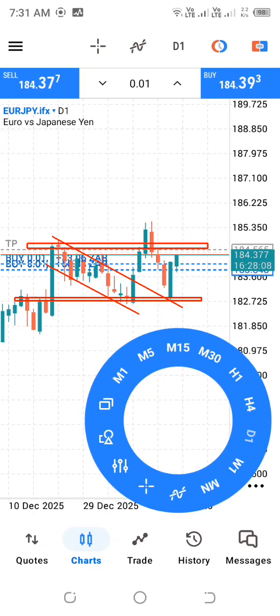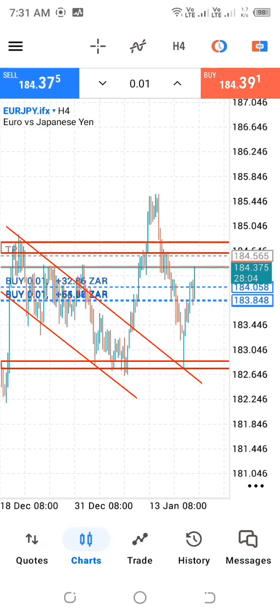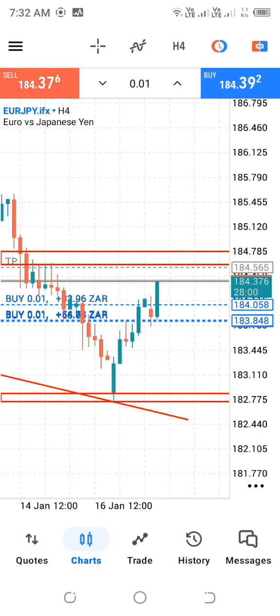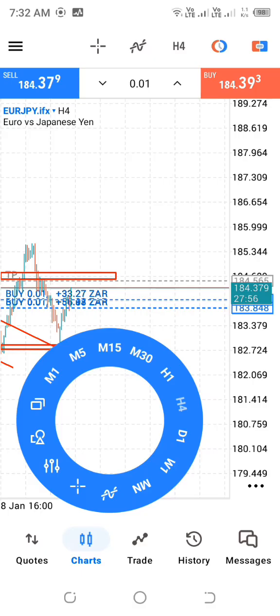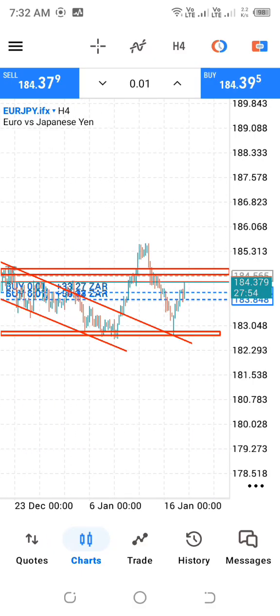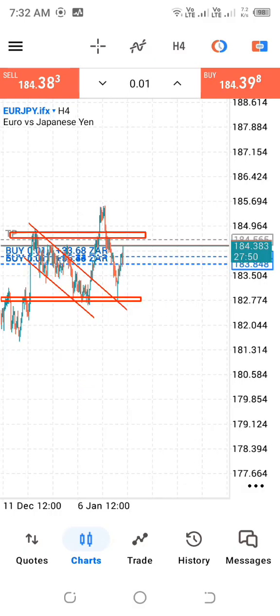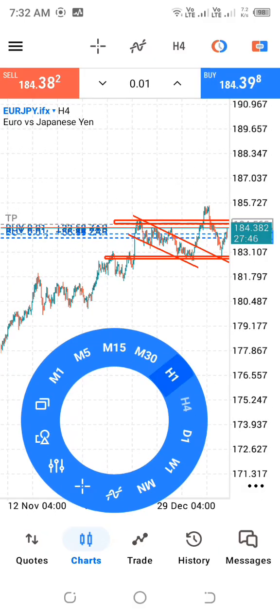And then we go to 4-hour. You can see on the 4-hour time frame, the retest is clean. You see, the retest is clean. And then let's go to 1 hour.